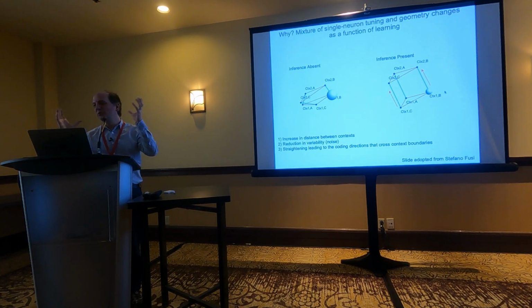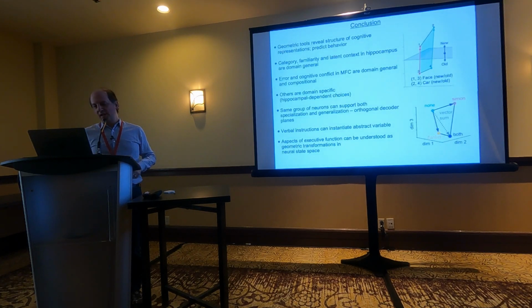Those you could all do using single neuron tuning changes. But in addition, what also happens is that it's not just that this thing is expanding and the variance goes down, but things actually straighten. So this is what we find. This is the parallelism score that I showed earlier. Things become more straight and more parallel. And this happens here as a function of learning, either due to verbal instruction or due to practice figuring it out.